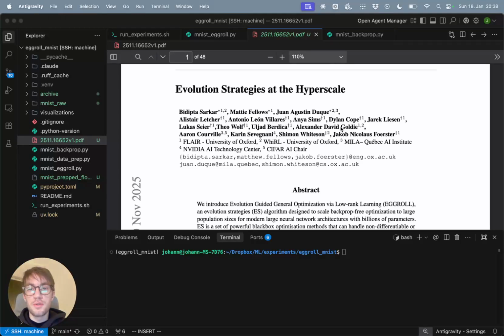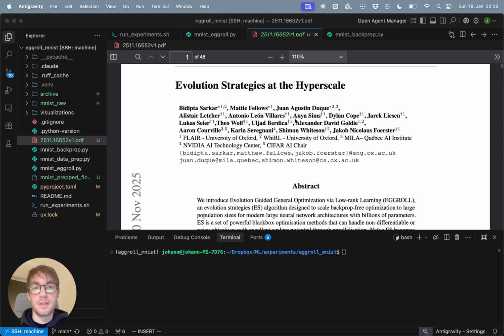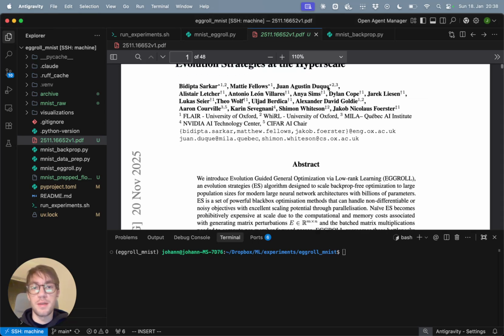Hi, I'm going to show you how I implemented a backpropagation-free method to train a neural net and actually got it to the same accuracy on the MNIST dataset as backpropagation. This is based on a paper that came out a few months ago, Evolution Strategies at the Hyperscale.